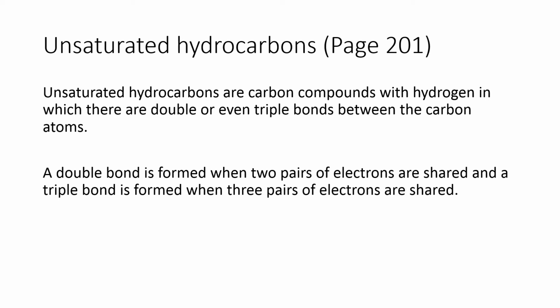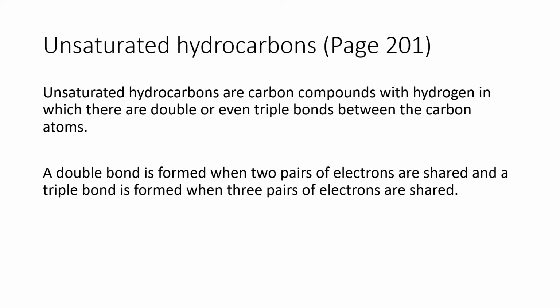We are going to continue with chapter 9. Before this, we were talking about hydrocarbons. We said hydrocarbons consist of carbon and hydrogen, and we looked at saturated hydrocarbons in the form of alkanes. Saturated hydrocarbons only consist of single bonds. Today we're looking at other hydrocarbons, those that contain double bonds, and in the next few lessons we'll look at those that contain triple bonds as well.